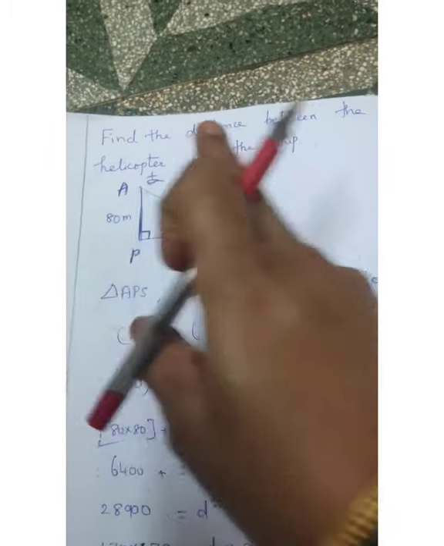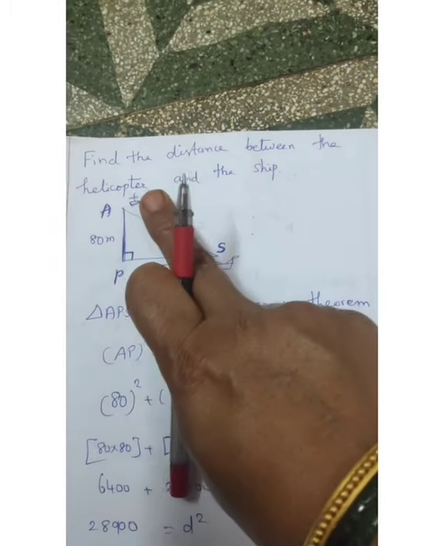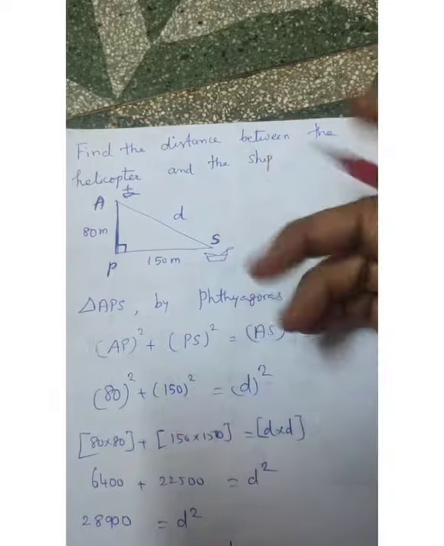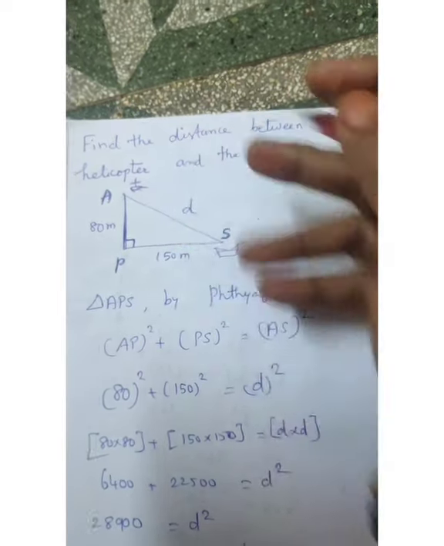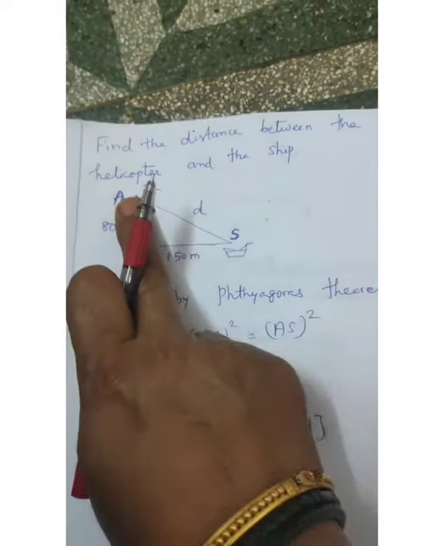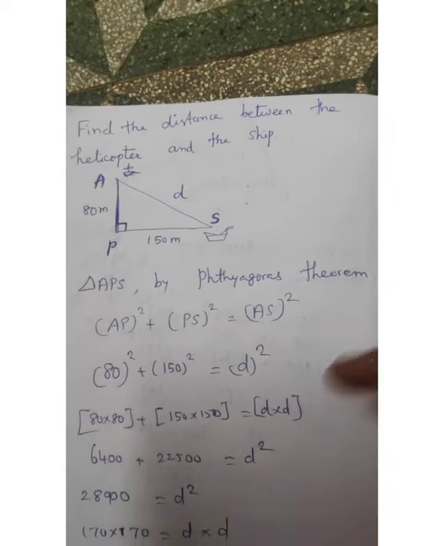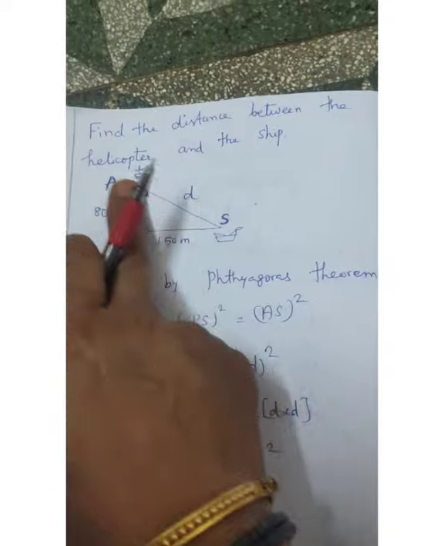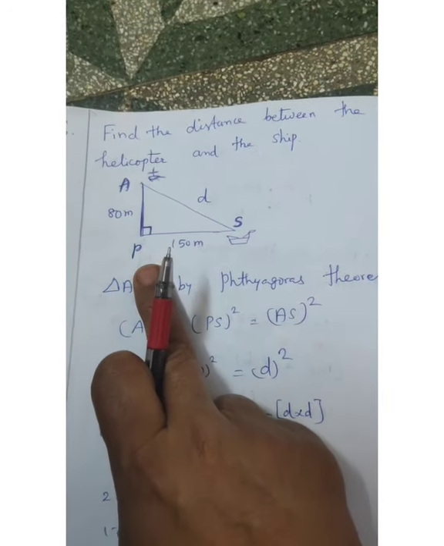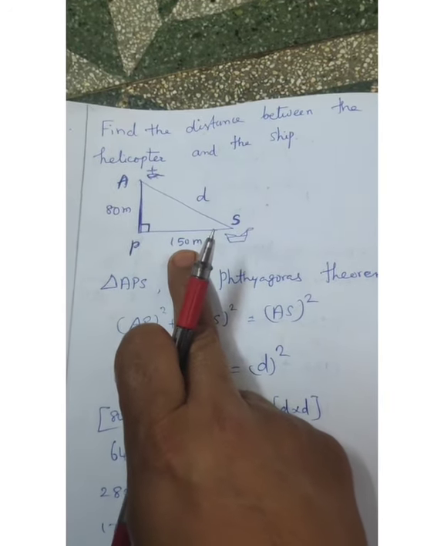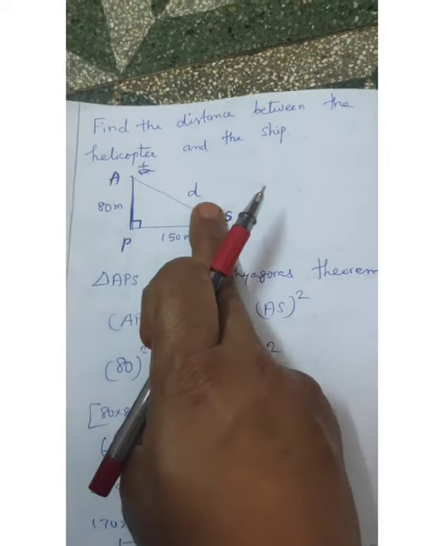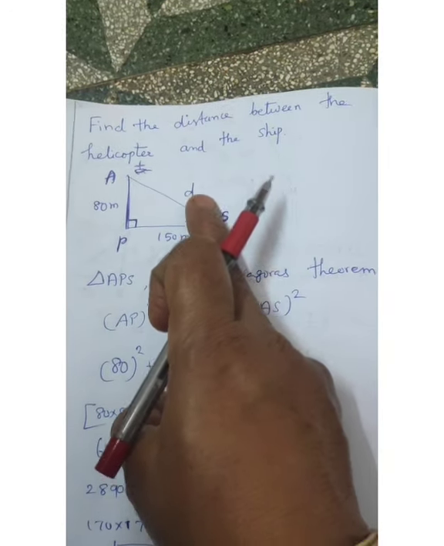Next question. Find the distance between the helicopter and the ship. This is the helicopter. This is the ship. What is the distance? Helicopter is flying there. Ship is down. So this distance only. What distance you find there? Okay. Now they are given in book, from 150 here. Here 80 meter. Here distance for D.